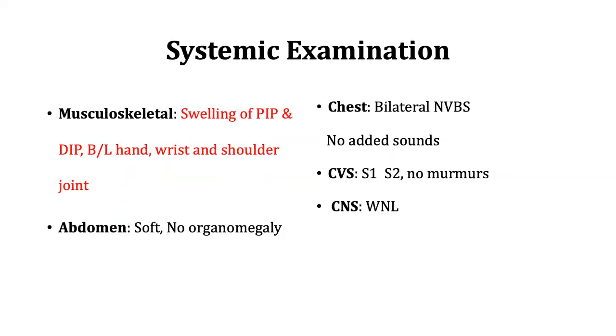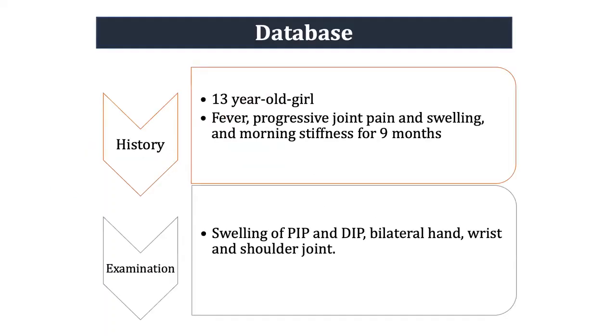In the systemic examination, in the musculoskeletal system examination, she had a swelling of the proximal and the distal interphalangeal joints with bilateral hands, wrist, and shoulder joint swelling. She had no organomegaly. Rest of the systemic examinations were within normal limits. Coming to the database, we have a 13-year-old girl. She presented with progressive joint pain and swelling and morning stiffness for the past 9 months, which was associated with fever. On examination, had swelling of PIP and DIP joints, bilateral hand, wrist, and shoulder joints.